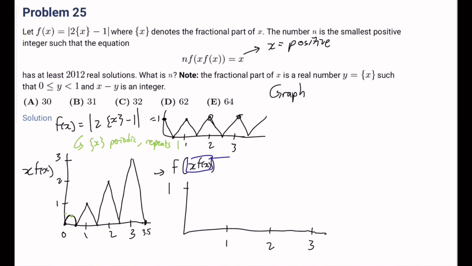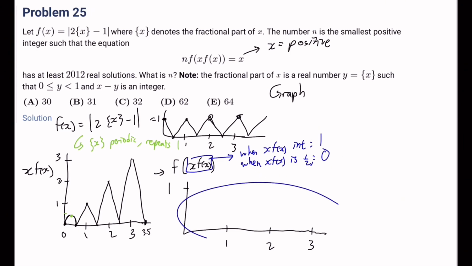For here, when x times f of x is an integer, that means this is going to be 0, so that's going to be 1. When x times f of x is like 1/2, 1 and 1/2, like that, then the fractional part of that is 1/2. That means the whole thing is 0. So keeping these facts in mind, we will try to draw this.